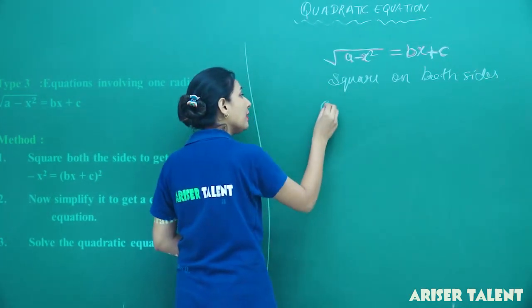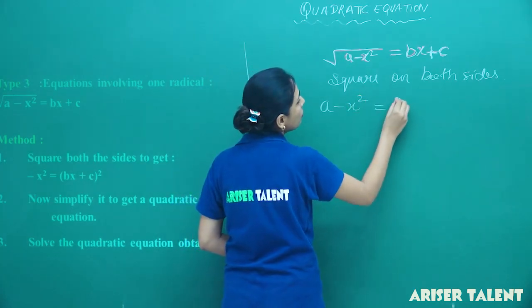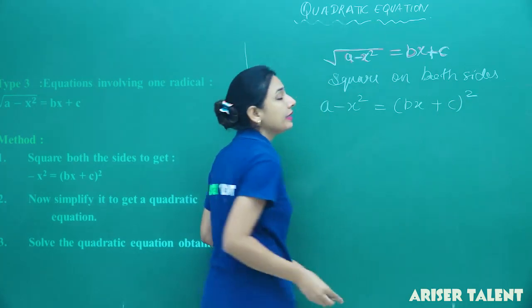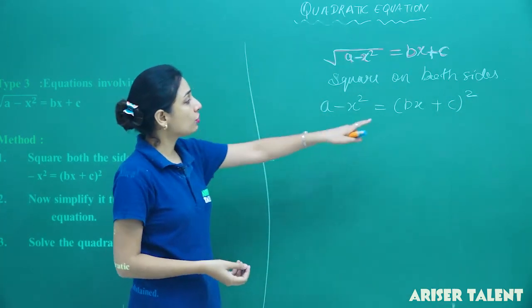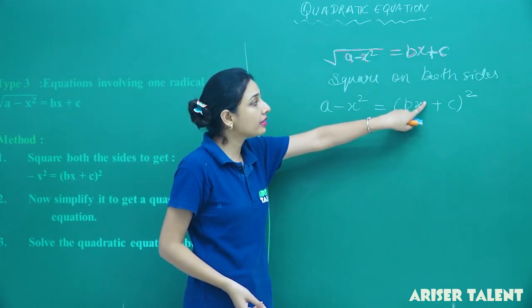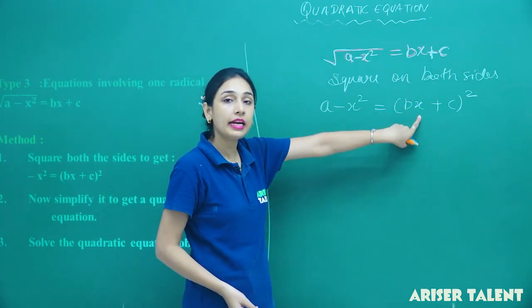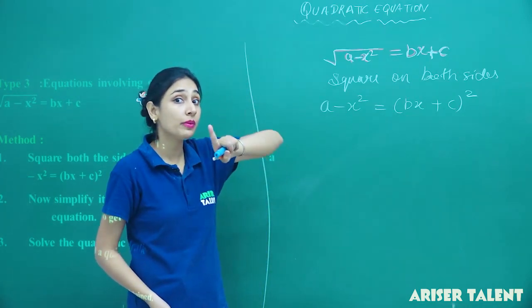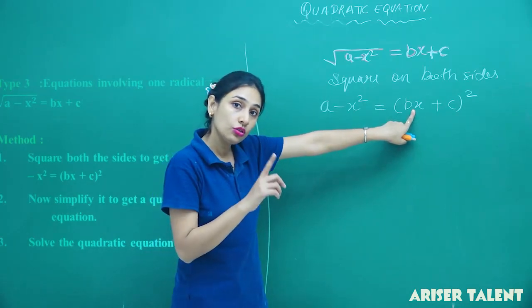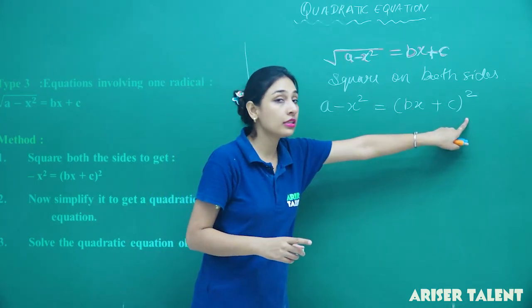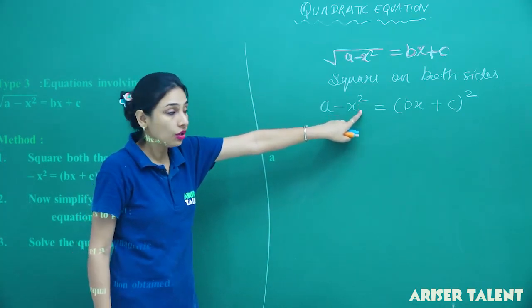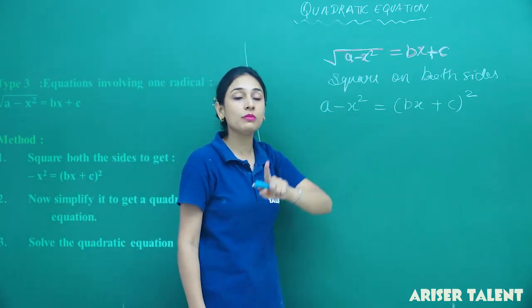Now students, you will be having a minus x square equals to bx plus c whole square. Now understand, when you solve this square, because here it's degree 1, that will be a square plus b square plus 2ab. So the highest degree of x will be 2. So that will be a quadratic equation this side, and on this side if you see, you are having power 2. So here power 2, here power 2, maximum power is 2.